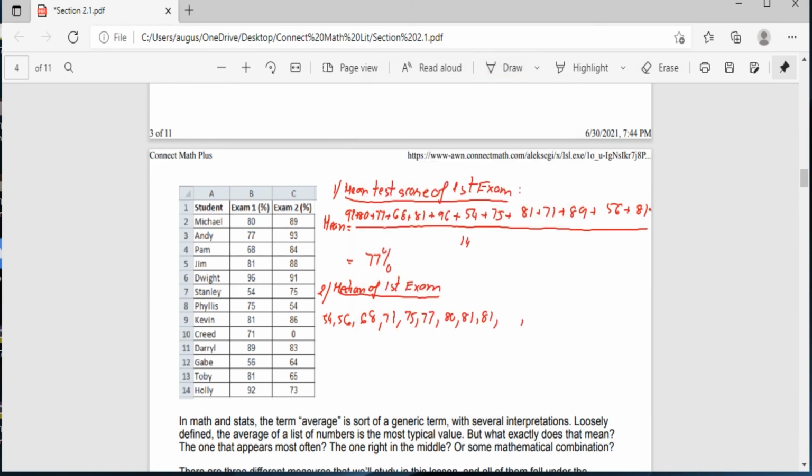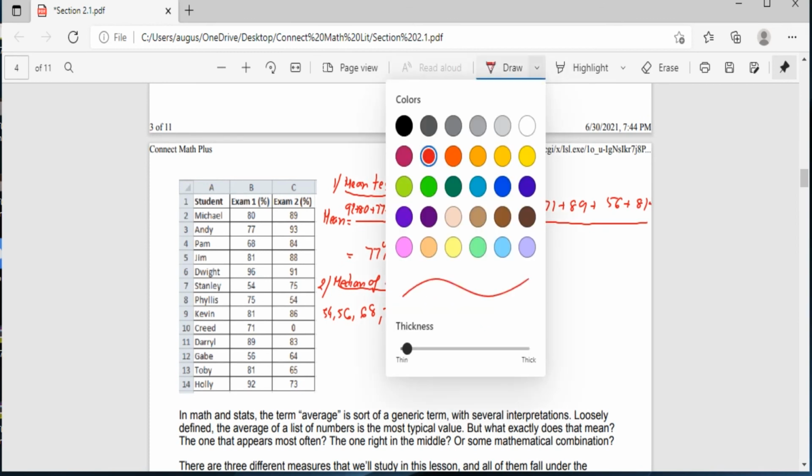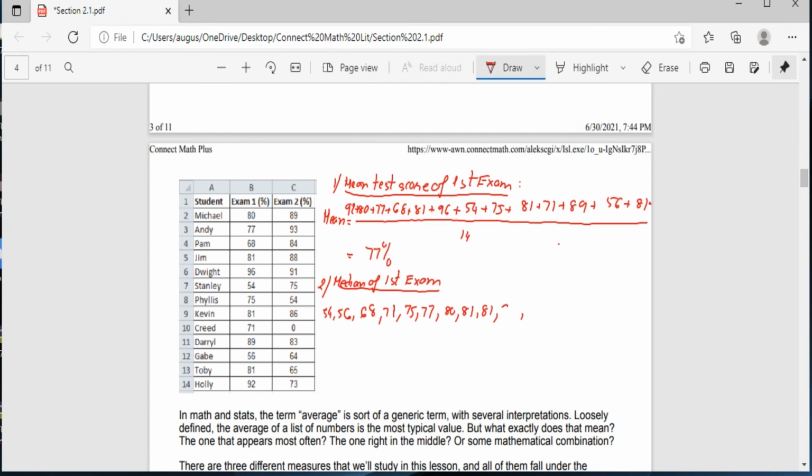So 89. Oops. So you have 89, then 90, 92, and I have 96. All right, let's count how many already. 1 2 3 4 5 6 7 8 9 10 11 12. It means I missed something.